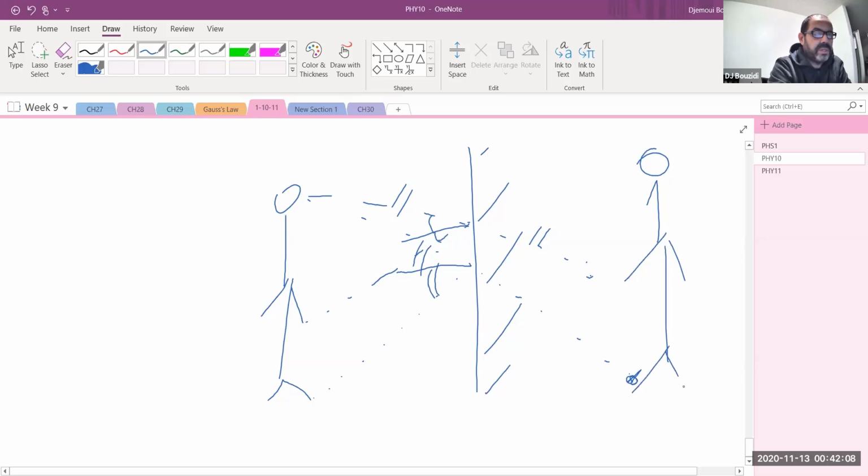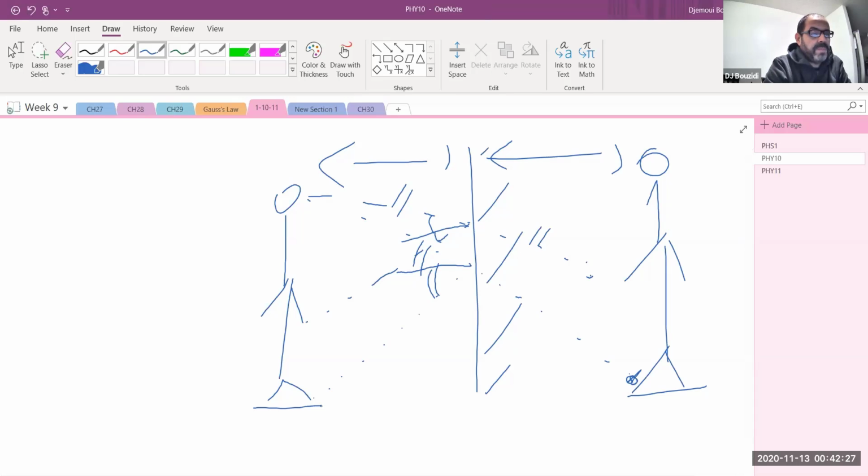I'm going to try to draw the same thing that looks identical to the object in front of it. The distances are the same. And the image is upright, actually standing on its feet, just like you are. And the magnification is 1 in this case because it's the same size. And it's upright, and it's virtual.